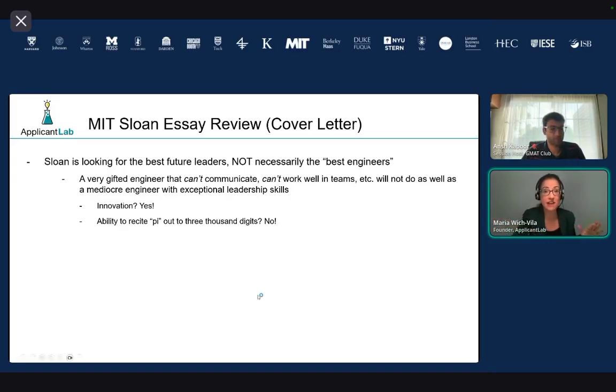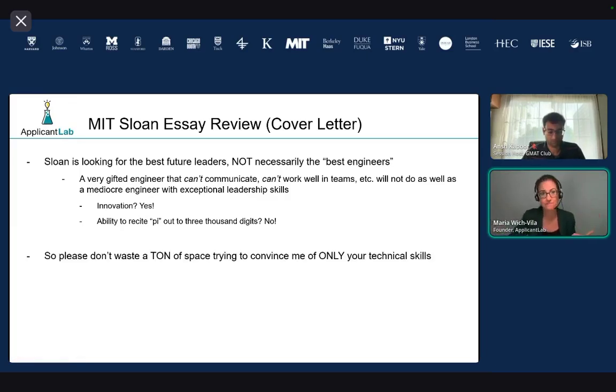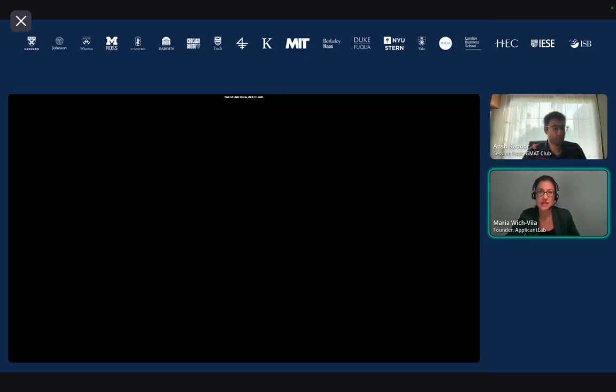Do you have to show that you're innovative? Yes, that is one of the core values that MIT really likes to see. But the ability to recite pi out to a zillion digits, that's not it. That's missing the point. So please do not waste a ton of space in your MIT application, especially in the cover letter, which is where a lot of people tend to make this mistake. Don't waste a ton of time trying to convince me, the reader, that wow, this person is the best engineer that we've ever seen, because that's missing the mark.